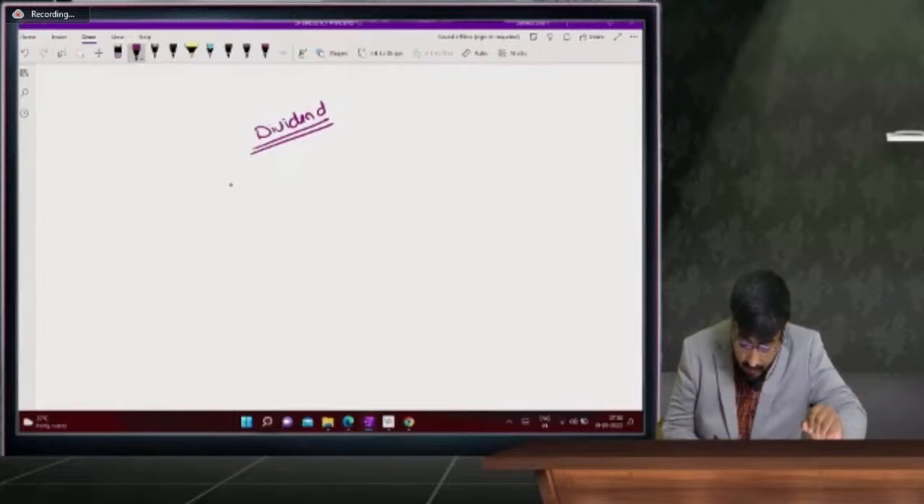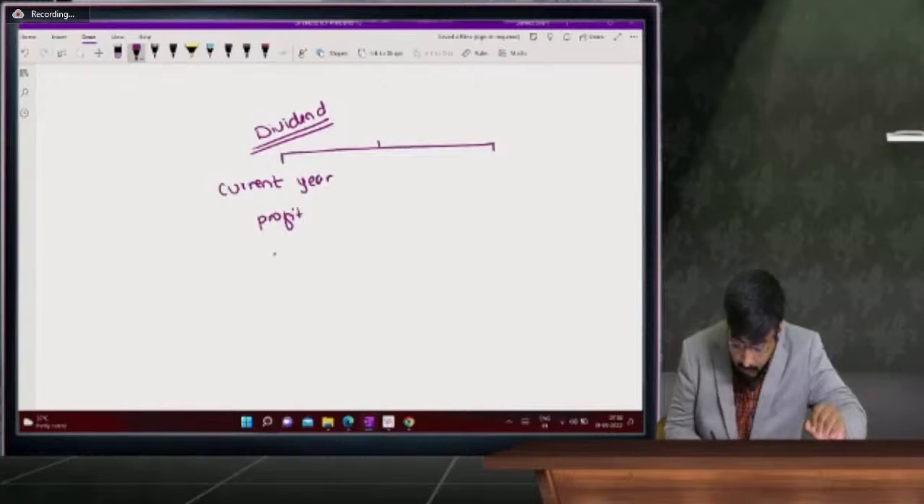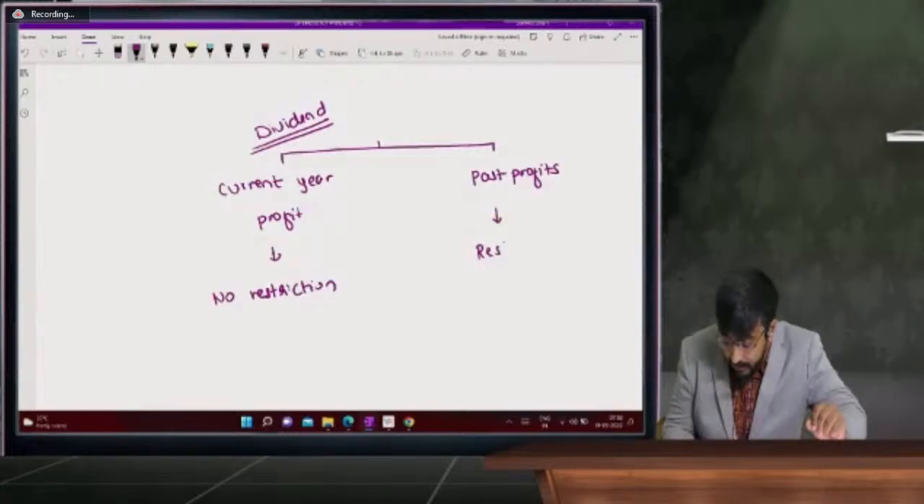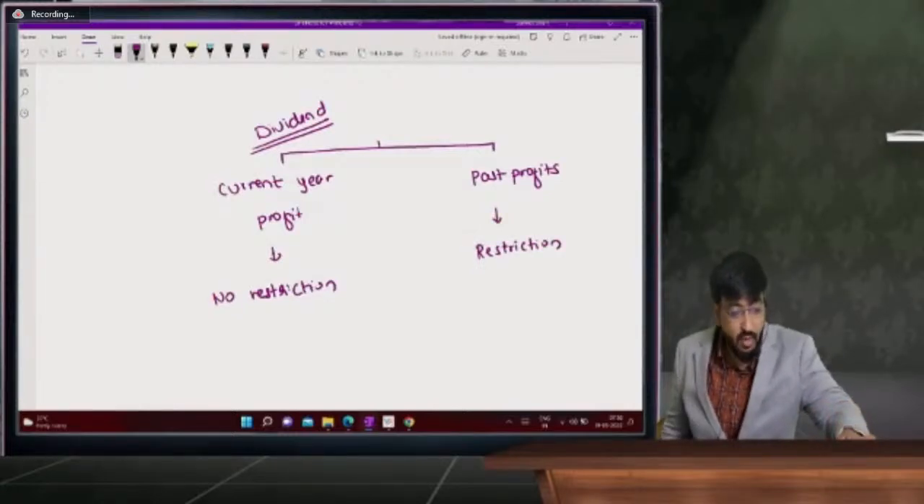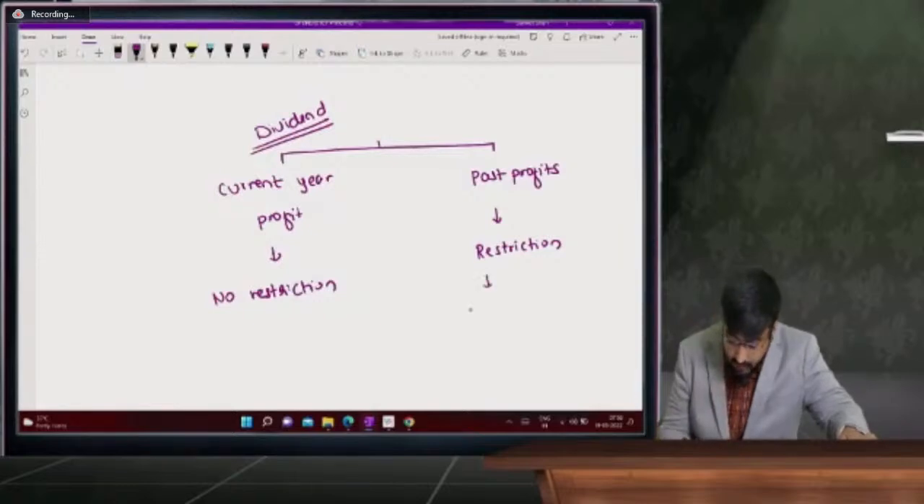Dividend can be declared out of current year profit. So for current year profit, write down: current year profit, no restriction. And for past profit, there is restriction. So for that, we have to understand dividend rules.